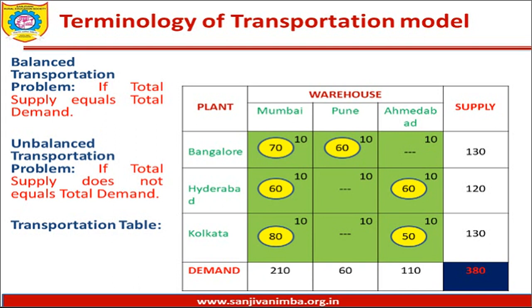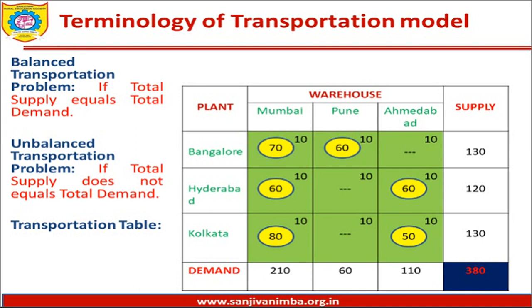So an unbalanced transportation table is simply a table whereby the total supply is not equal to total demand. Either demand is more or supply is more, but they are not equal. If this is the case, we call that table an unbalanced transportation table. Is it clear to you?